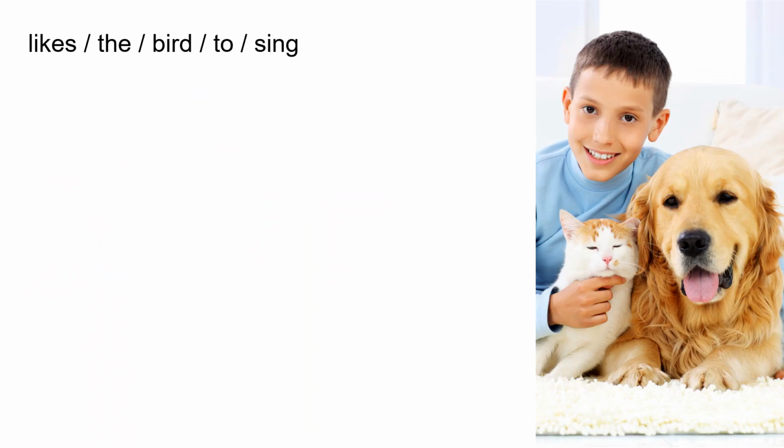Likes, the, bird, to, sing. There are 5 words, but there's only one noun, which can be the subject. So let's put bird here. And then we have sing and likes. But this is present tense and bird is third person singular. We need an S. So bird likes is the verb. Bird likes what? Likes to sing.